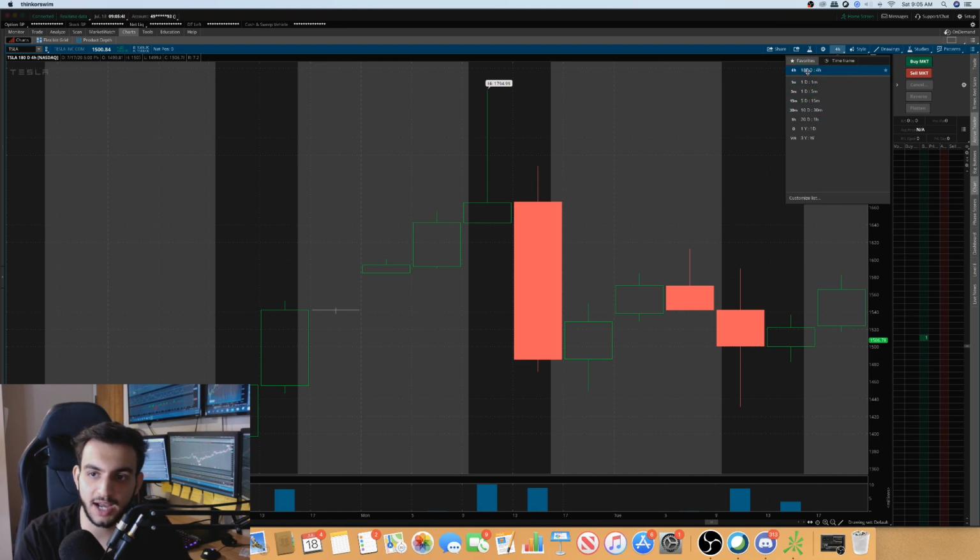So the first time frame is the x-axis, so it's how long you're looking at. And the 4-hour time frame is the candle interval. So each of these candles, this one represents 4 hours.